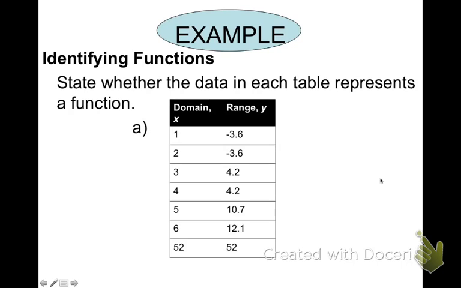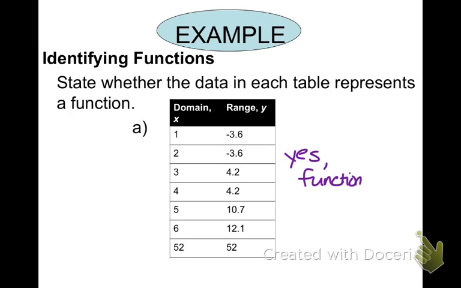So let's look here. Look at my x. Is 1 paired with negative 3.6? Yes. Is 1 paired with any of these other numbers? No. So what we're looking for is multiple y's paired with one x, right? Since I don't have any repeats in my x's, this would be a function. So this is a function.